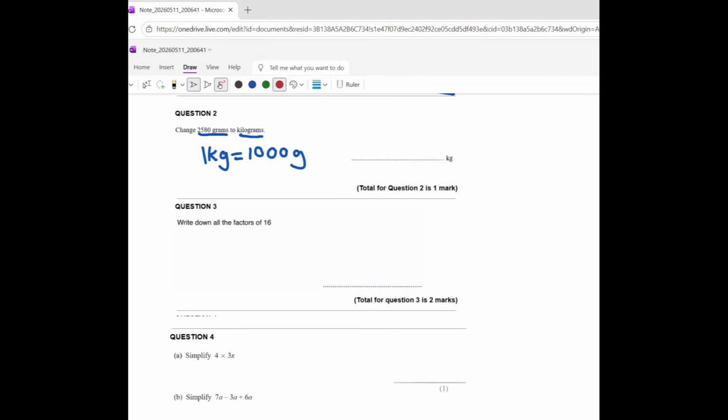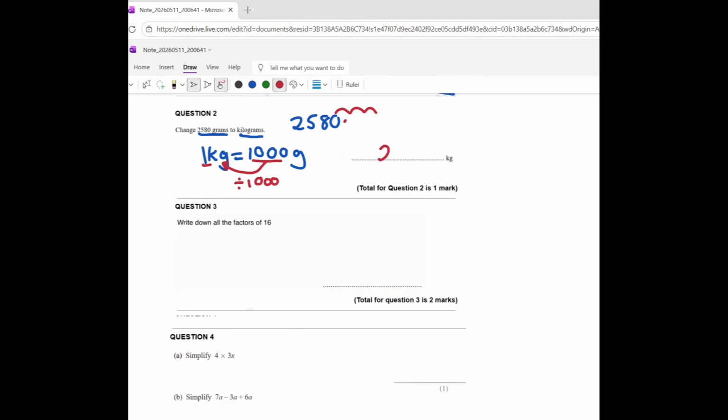So if I'm going from grams to kilograms, my number is going from 1,000 down to 1. So it's getting smaller. That tells me I'm going to be dividing by 1,000. So I have got the number here, 2,580. And if I divide it by 1,000, all the digits shift 3 spaces to the right. My decimal point is here. All these digits are going to go 3 spaces that way.